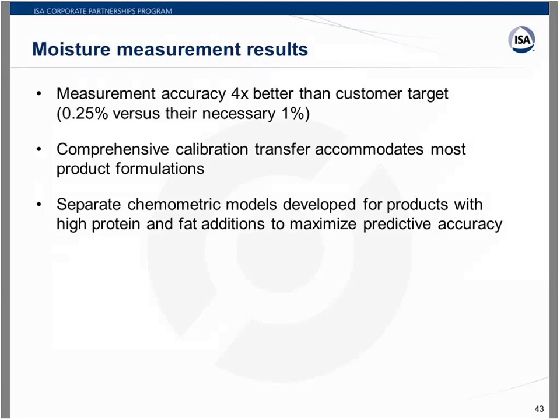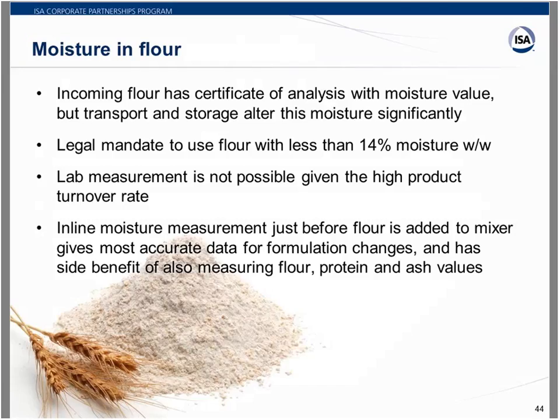And after the spectral data was acquired, chemometric analysis was performed. And as you can see in slide 43, it predicted the moisture content with 4 times more accuracy than the customer's target measurement, that is 0.25% versus their necessary 1%. In addition to moisture measurements, we were also able to predict the protein and fat present in the molasses by building separate chemometric models. So that was the first case study, and now moving on to our second case study.